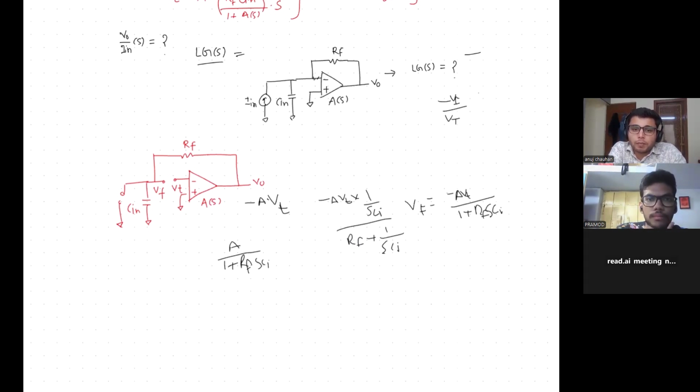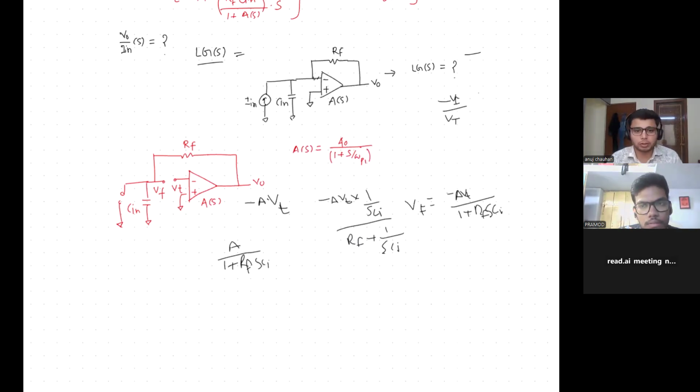What about the A, the A you are using here? A of s. You wrote the equation; I just forgot, so I will write it again. A of s is a first order system, A naught by 1 plus s by omega P1. This P1 is the dominant pole of the amplifier. It is a first order system only. So this is the expression.